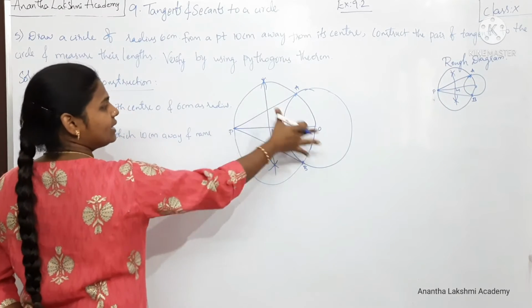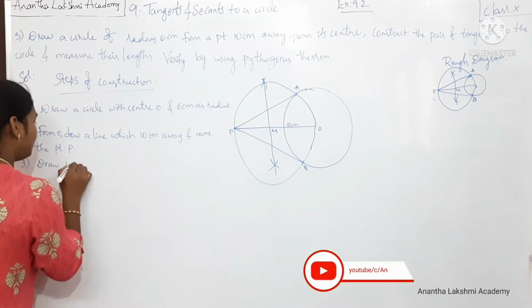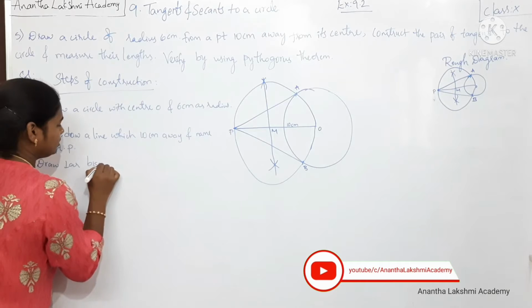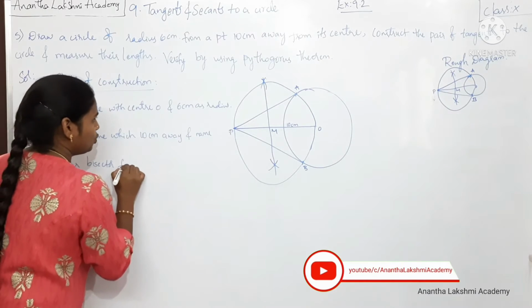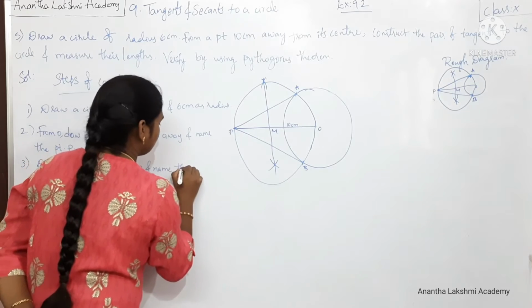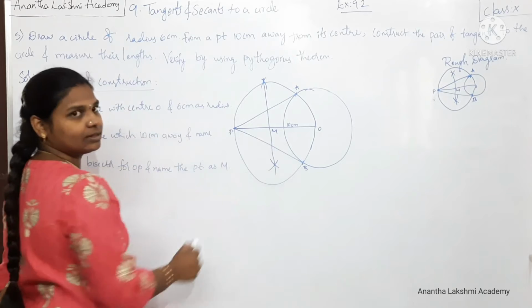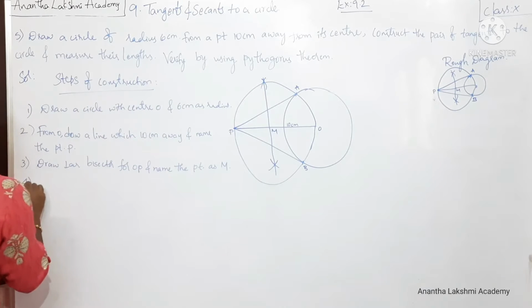Next, point number 3, what did we do? Draw the perpendicular bisector for OP and name the point as M. This one. Okay. Now, step number 4.